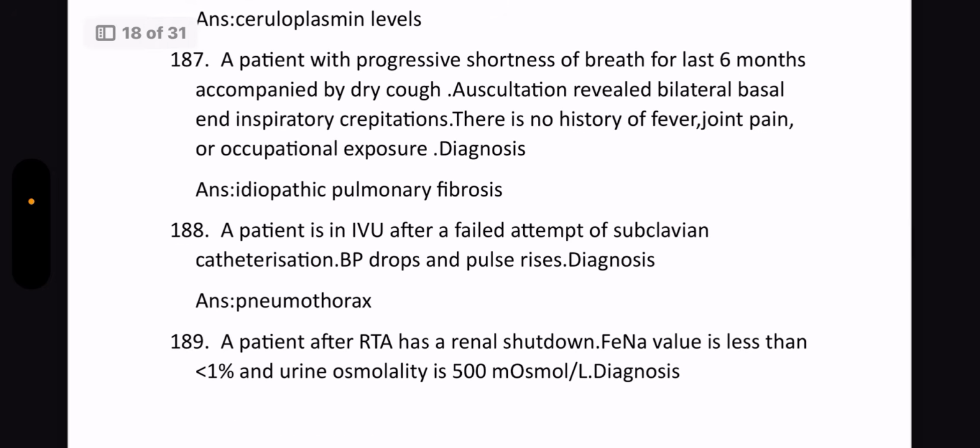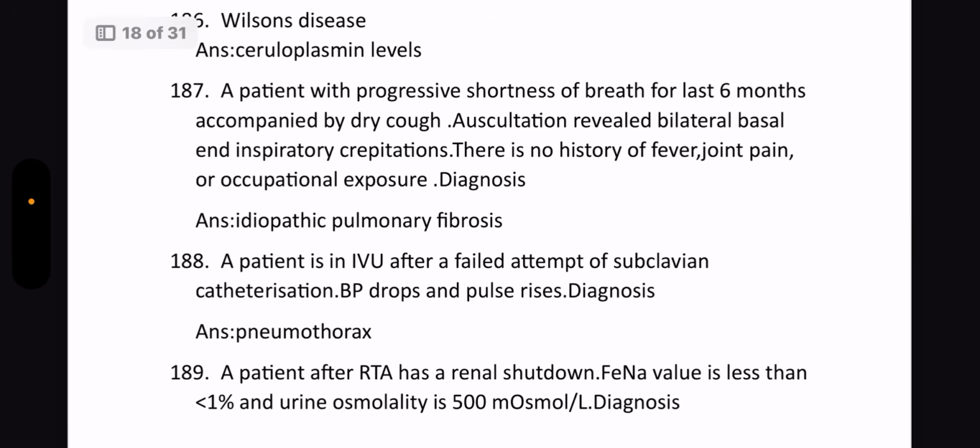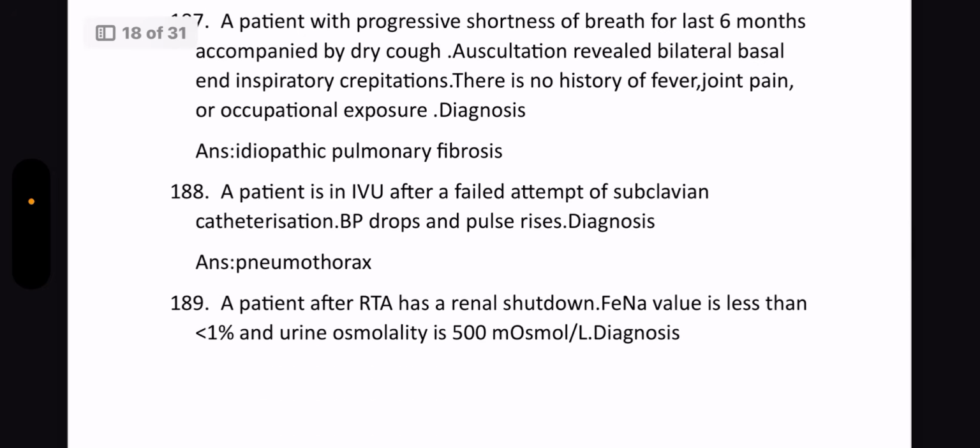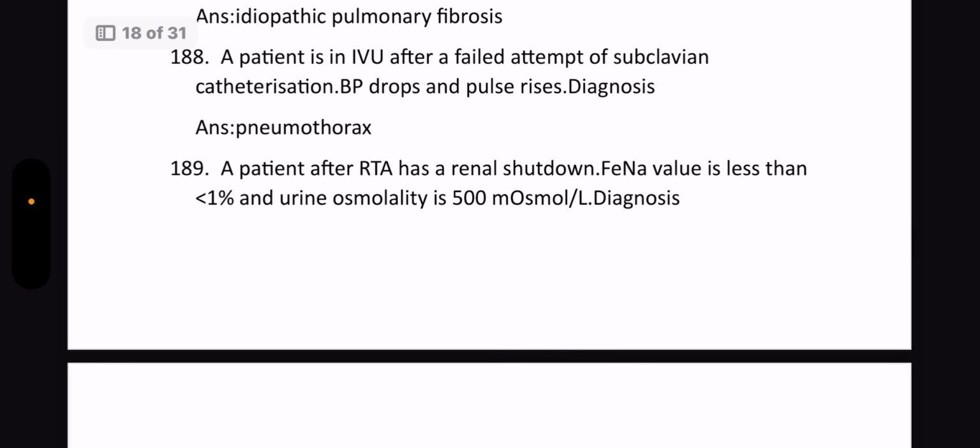Wilson's disease, answer is ceruloplasmin levels. So this will be the answer if at all liver biopsy is not there in the options. Next, patient with progressive shortness of breath for last 6 months accompanied by dry cough. Auscultation revealed bilateral basal end inspiratory crepitations. There is no history of fever, joint pain, occupational exposure. Diagnosis is idiopathic pulmonary fibrosis.